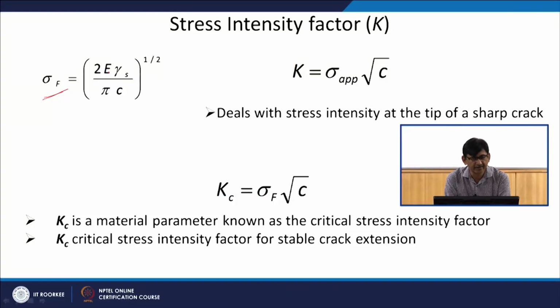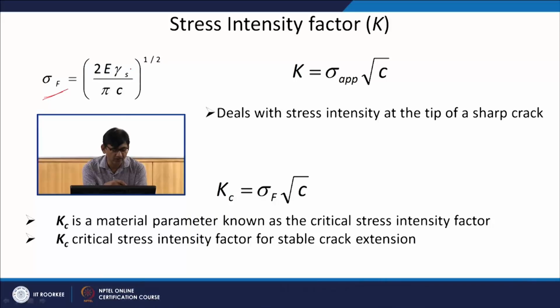From Griffith theory. And then we also said that in ductile material, because there will be some plastic deformation ahead of the crack, this stress will be more. That means you will need more stress to propagate the crack. So it is always better to design your material or structure considering it as a brittle material, so that you always give a conservative estimate. You will always be within the safe limit.